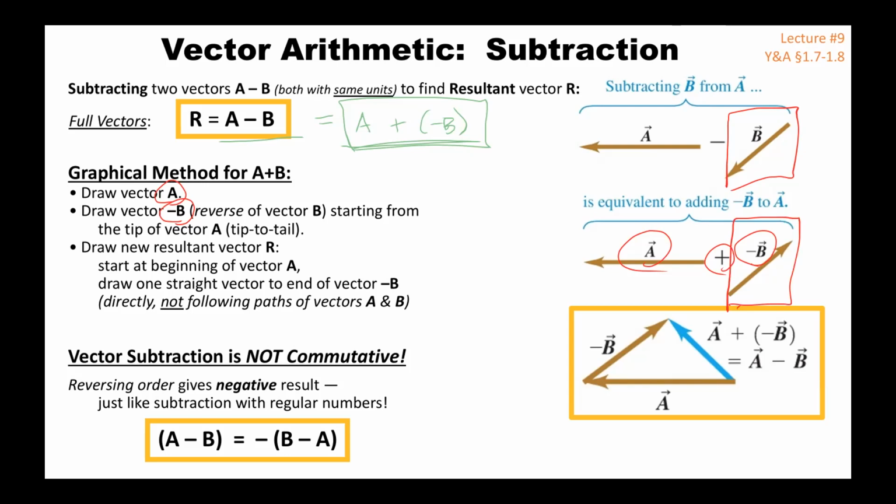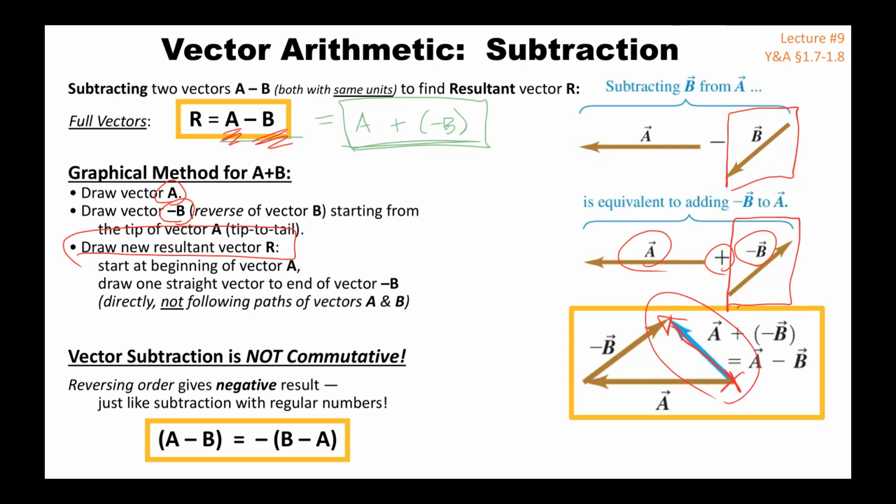Then you would draw, after you add in negative B, maybe add in negative C, negative D, whatever you need. Then your last step is to draw the new resultant vector by starting at the start of the first vector, which in this case is A, and then as the crow flies, drawing a final vector right to the end of the final vector, which in this case is negative B. And that's your resultant right there.